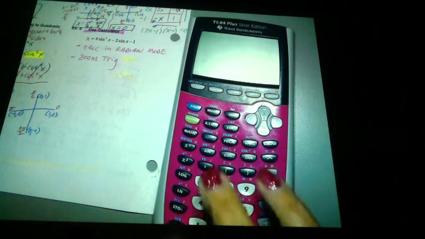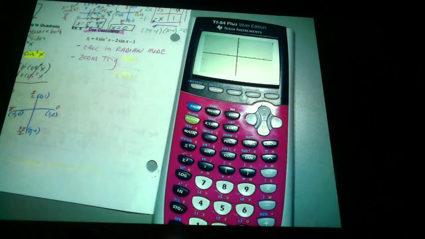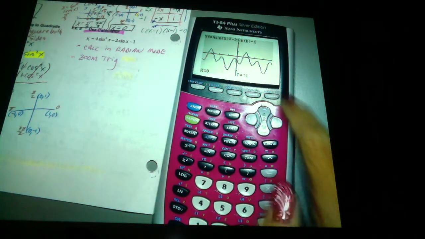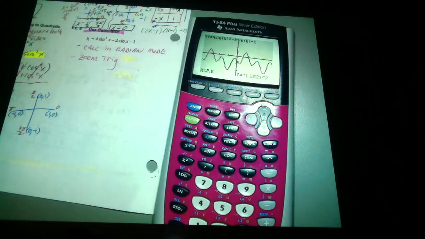Oh, I got upset with me now. Why is it getting so excited? There it goes. So my calculator is currently in degrees. Okay, it looks the same as it did before, right? But this time if I hit trace, I'm at 0, but look what happens when I'm just 1 off. What's the x value? 7.5.